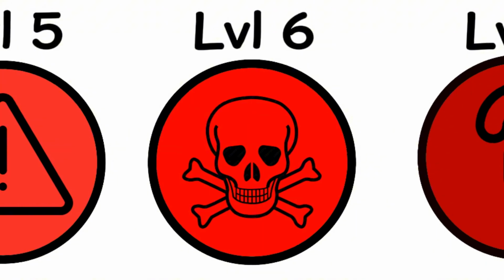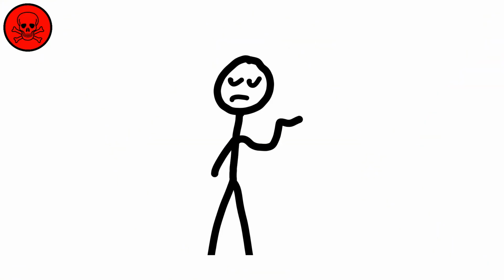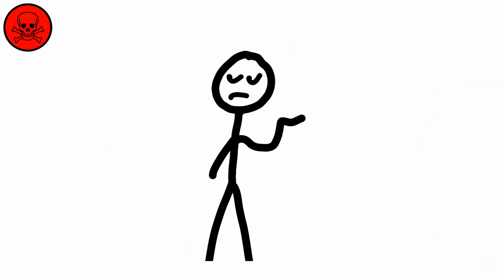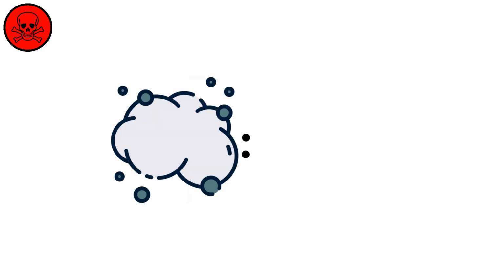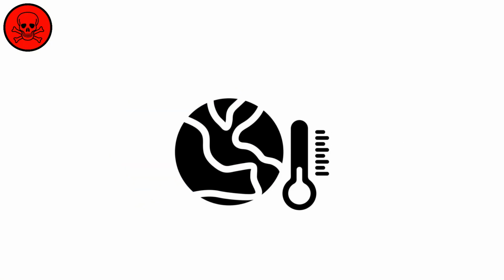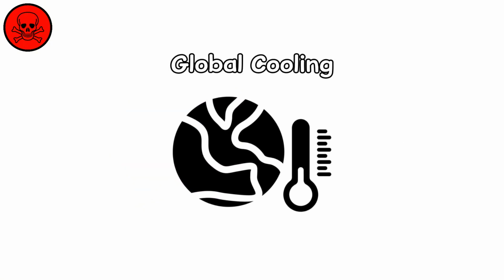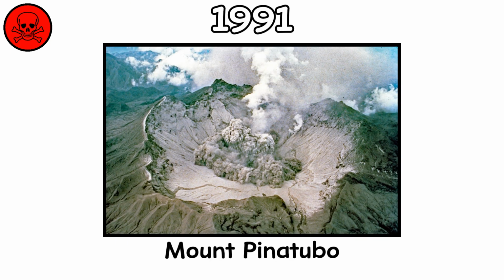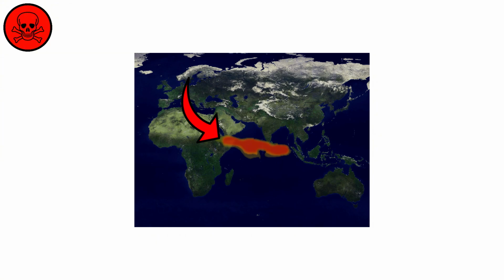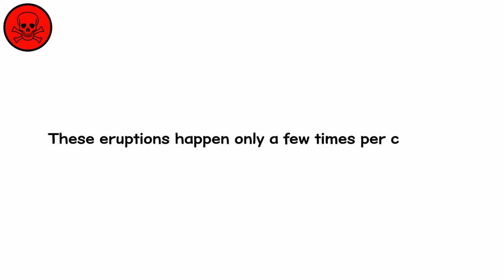Level 6. Colossal eruption. VEI-6 eruptions are enormous and globally impactful. With more than 13 billion cubic yards of material ejected, these events produce ash columns that can exceed 18.6 miles. Climate disturbances, like global cooling, are possible. The 1991 eruption of Mount Pinatubo in the Philippines released enough sulfur dioxide to lower global temperatures for several years. These eruptions happen only a few times per century.